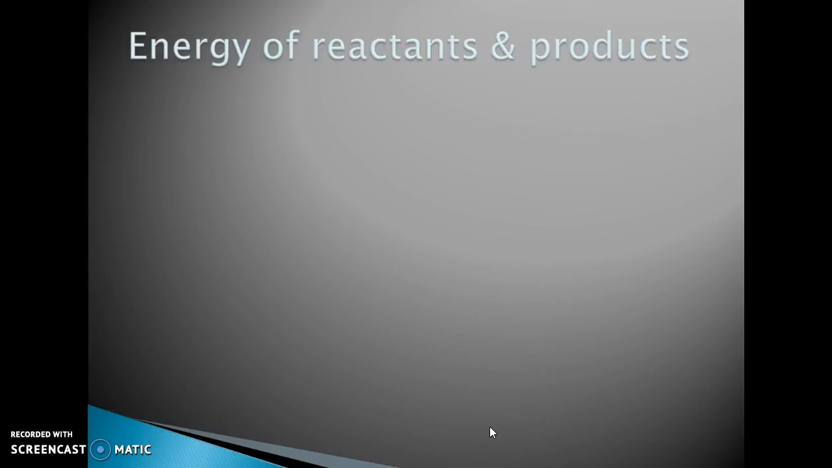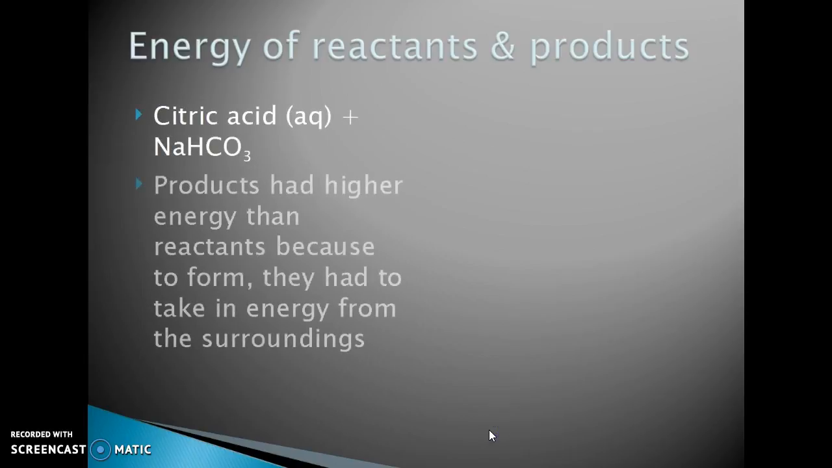So let's talk about energy of reactants and products. In the citric acid sodium hydrogen carbonate reaction, we know that the products had to have higher energy than the reactants because in the process of forming the products, like the carbon dioxide, they had to take in energy from their surroundings. That's why the kinetic energy of the water around them went down and the temperature went down.